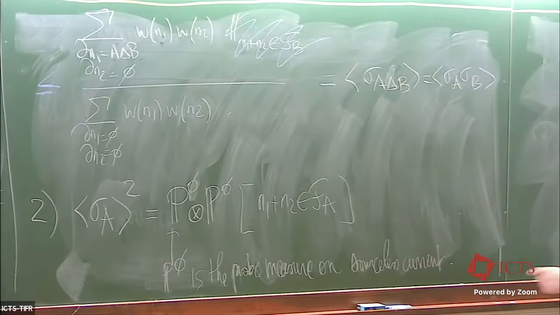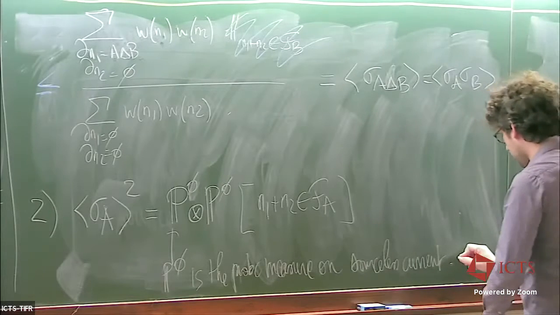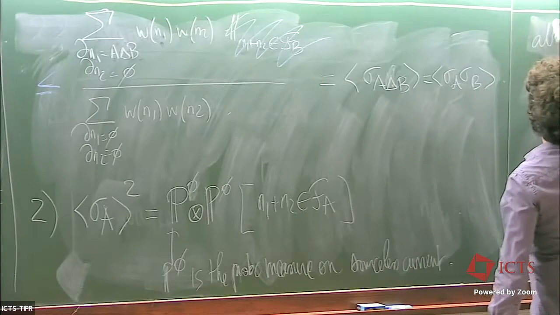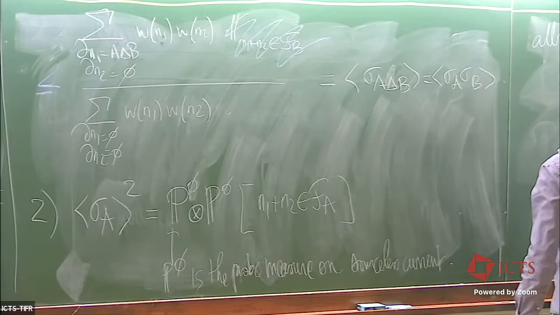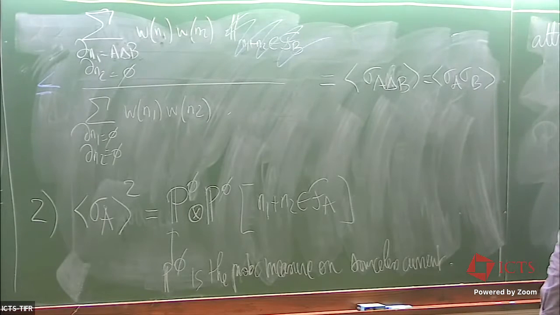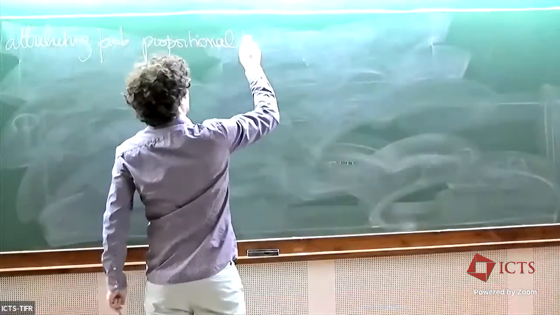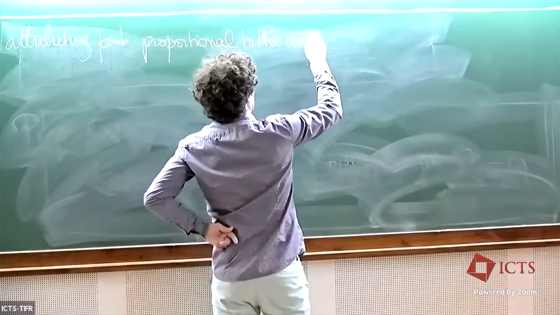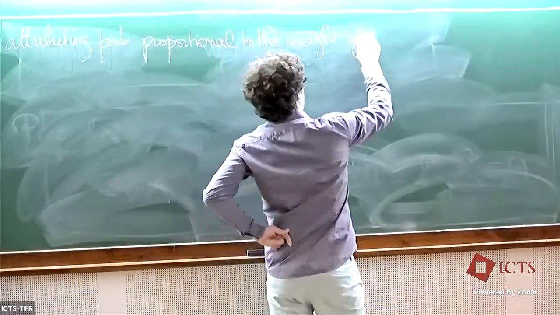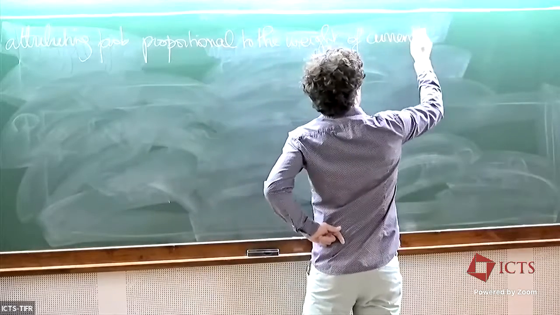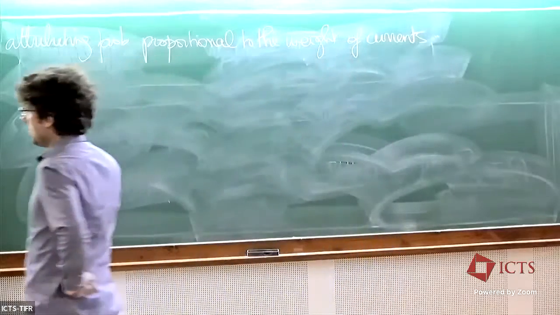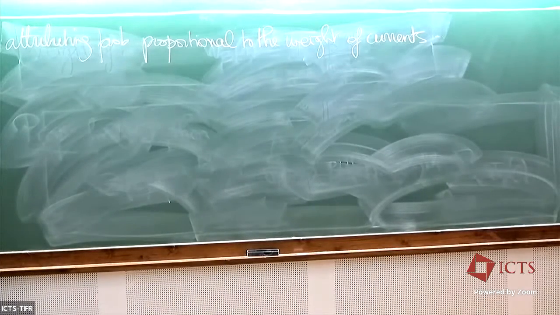So probability measure on sourceless currents, attributing probability proportional to the weight of currents. So I rewrote this, the spin-spin correlation squared, as a probability of something.